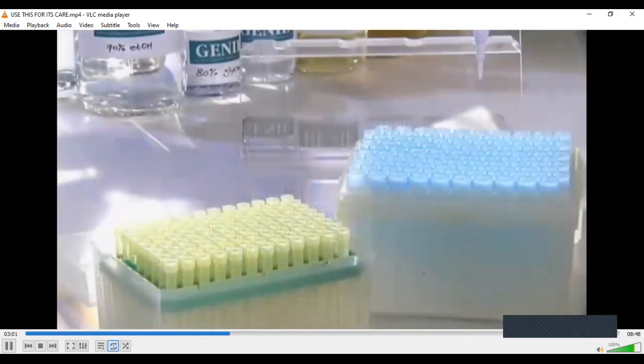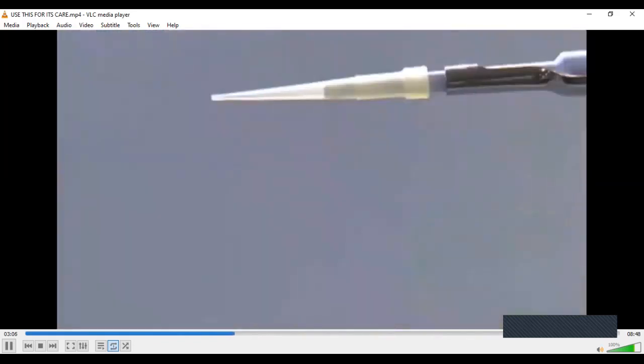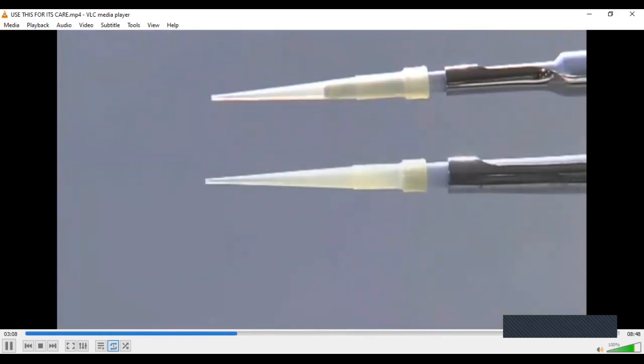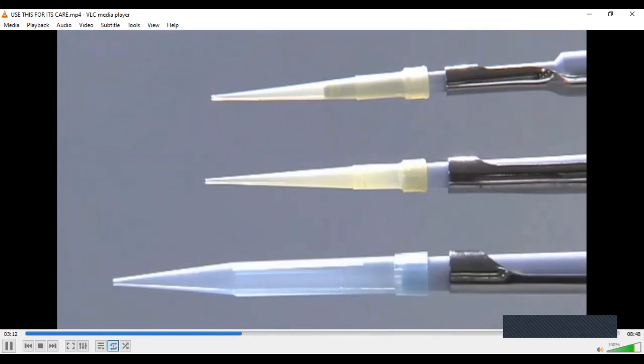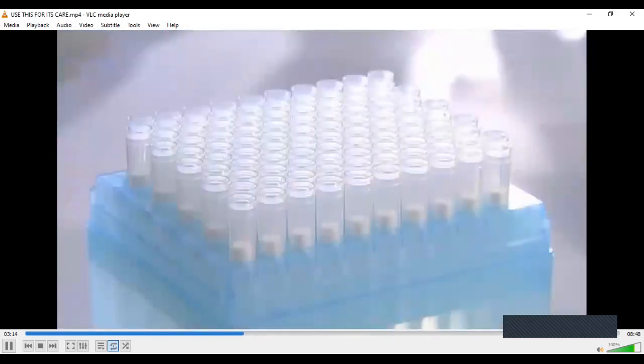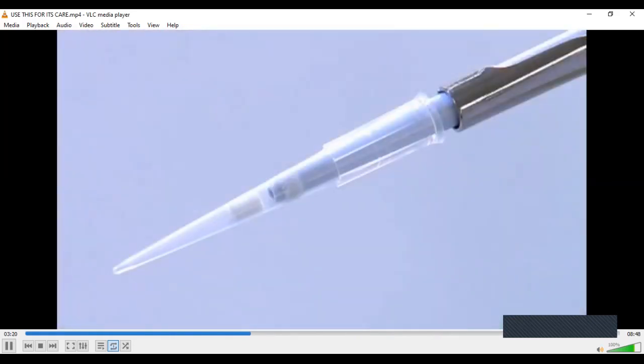Once you've set the volume you need, attach the appropriate pipette tip to the end of the pipette. P20 and P200 pipettes use the same yellow tips. P1000 pipettes use larger blue tips. Another type of tip, called a filter tip, is often used in the laboratory. The sterile filter within each tip can help to prevent contamination.